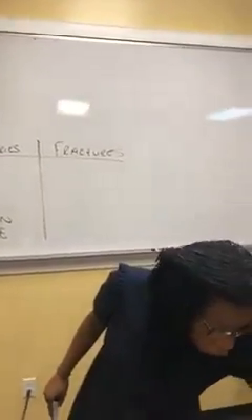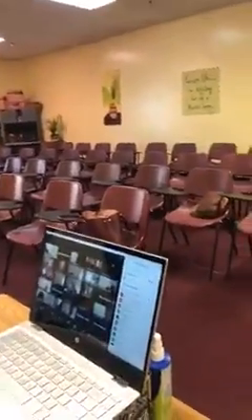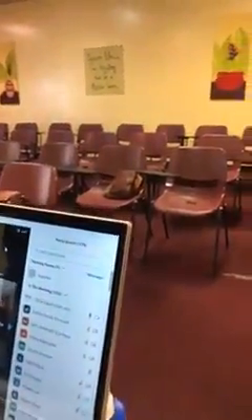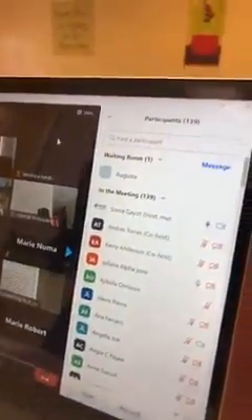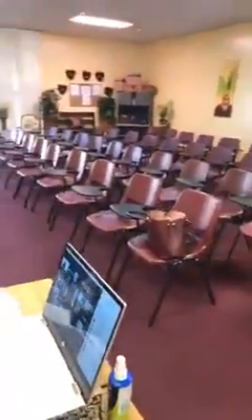The first type of fracture I want to focus on is called the greenstick. Highlight that. A greenstick fracture is a bone that is broken on one side and the other side is bent. You normally find that in children, and that is normal. Make sure you highlight that.